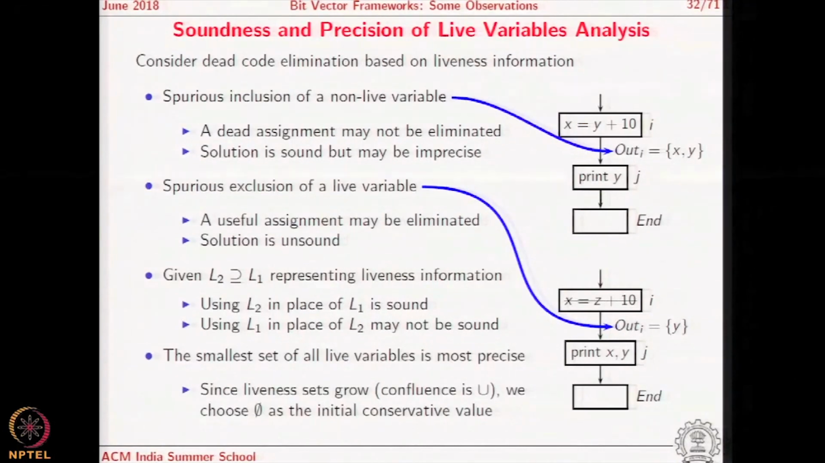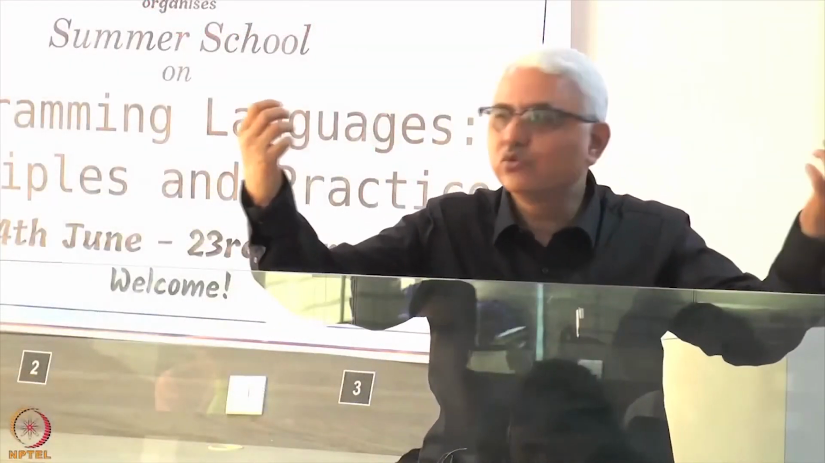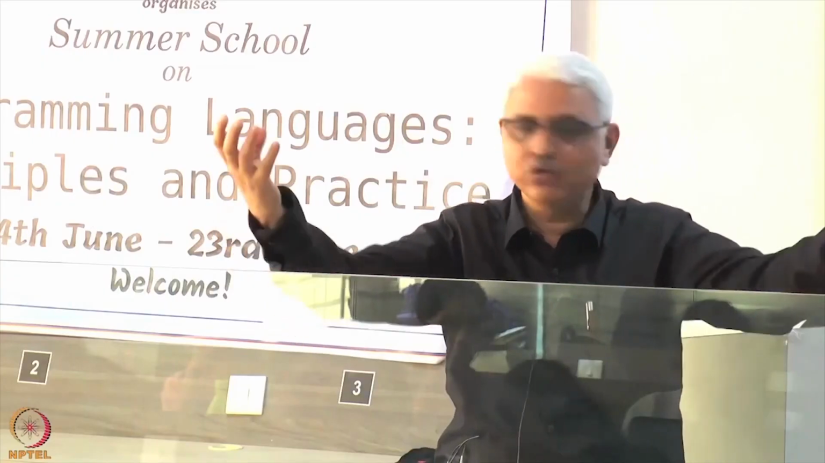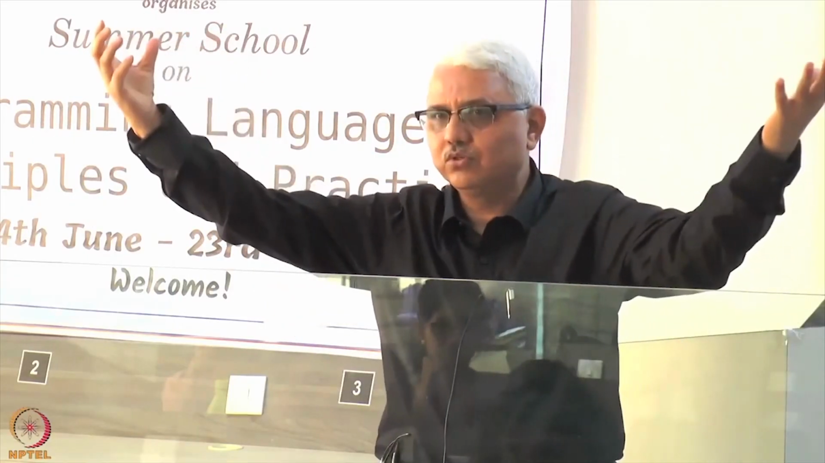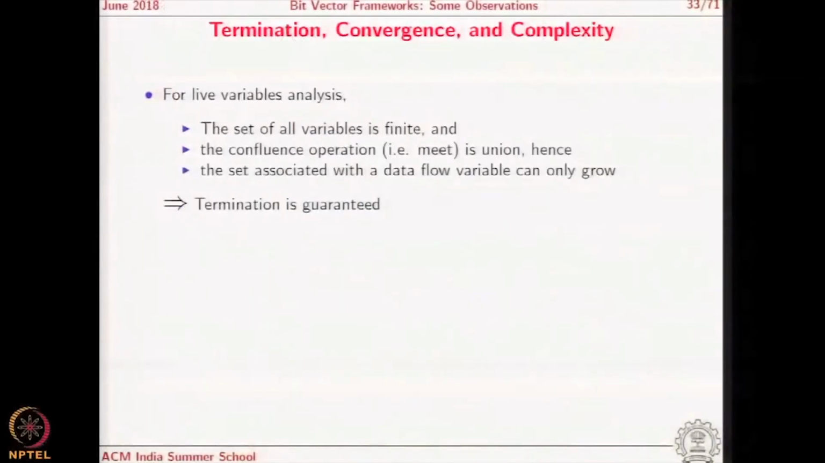So, since liveness sets grow, confluence is union, we choose empty set as the initial conservative value. You start with the smallest set and you want to let it grow only as much as is required to achieve soundness and no more. You know, we talked about it in the morning. So, therefore, we start with the smallest set, which is empty set, and let it grow as much as is required and no more, right. That tells us about soundness and precision of liveness analysis.